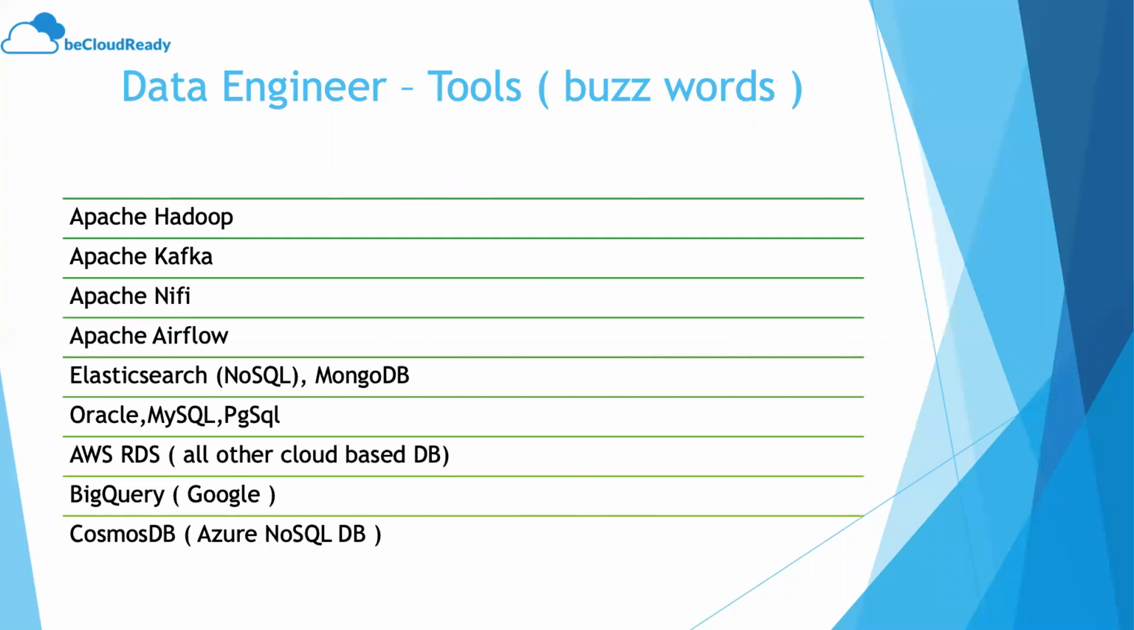BigQuery is Google's big SQL, Google's query. Cosmos DB is their NoSQL database. So these are some of the tools.